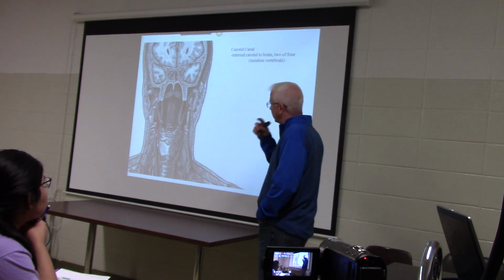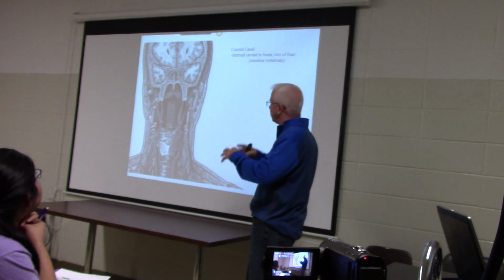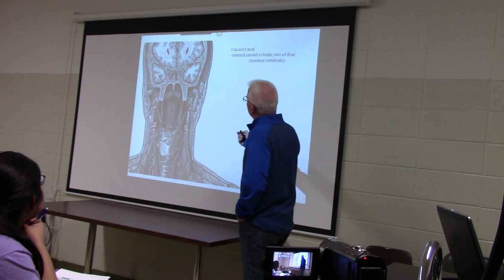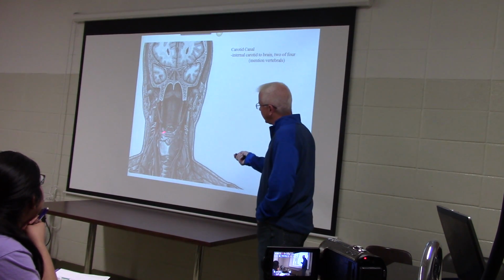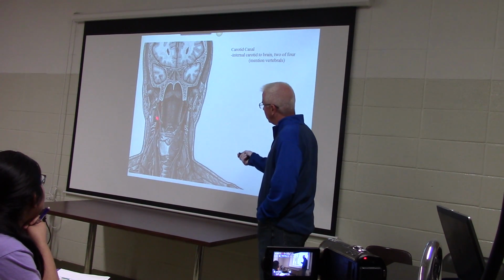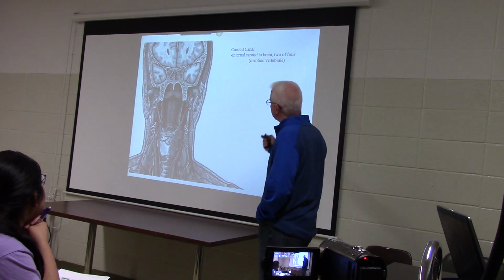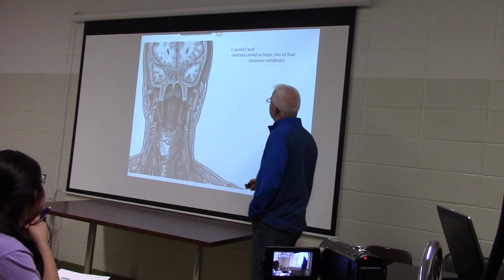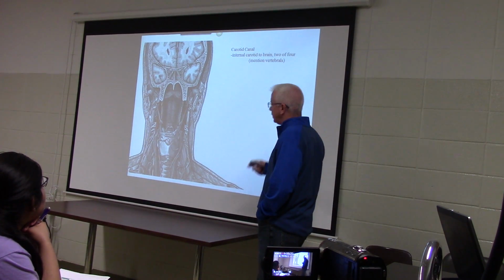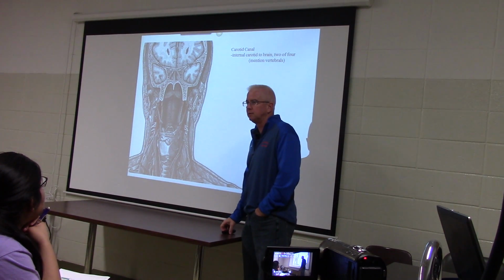If we work our way back from the internal acoustic meatus and we move down to the floor, this is not a very good picture, but I like it because I can color the blood vessels red here. If you move to the floor of the temporal bone, the next hole there is the carotid canal. And passing through the carotid canal are the internal carotid arteries supplying blood to the brain.